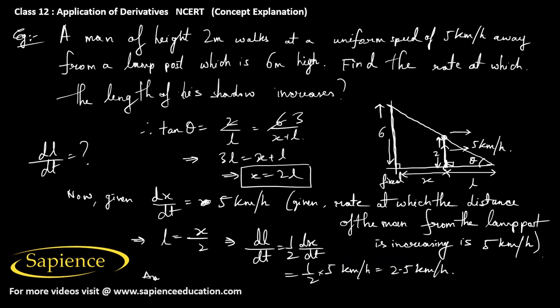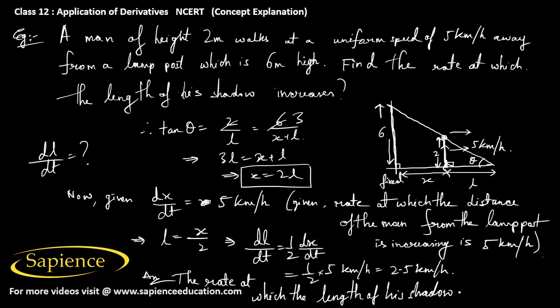So therefore the answer is that the rate at which the length of his shadow increases is 2.5 kilometer per hour. So hope you have understood the concept, how to use derivative to find the rate of change of certain quantities.